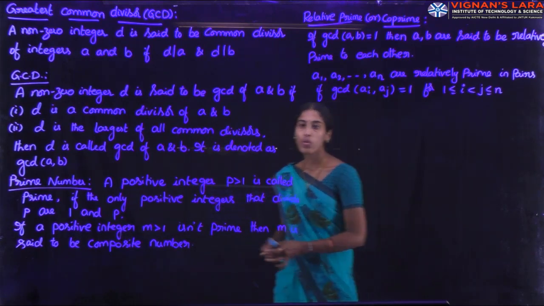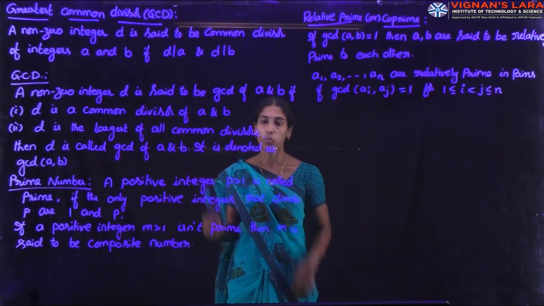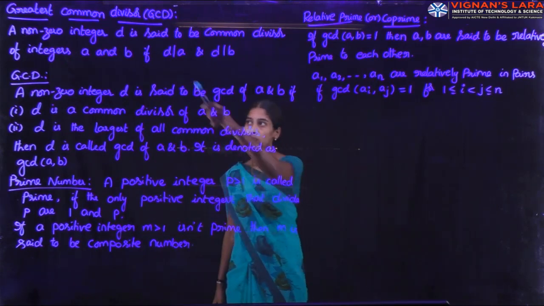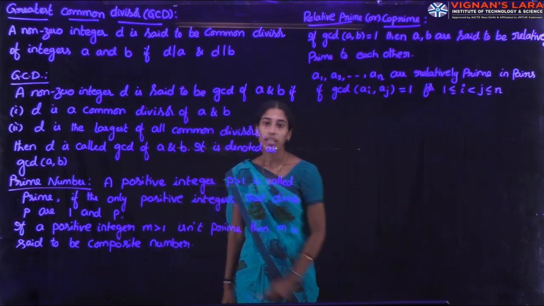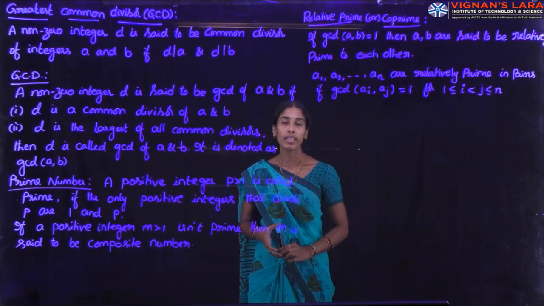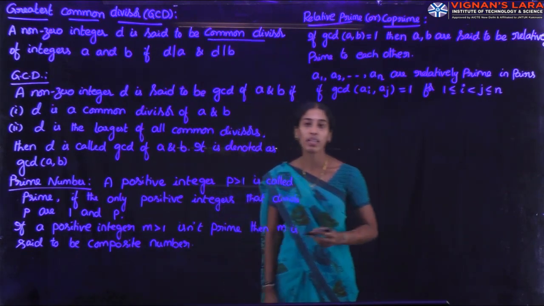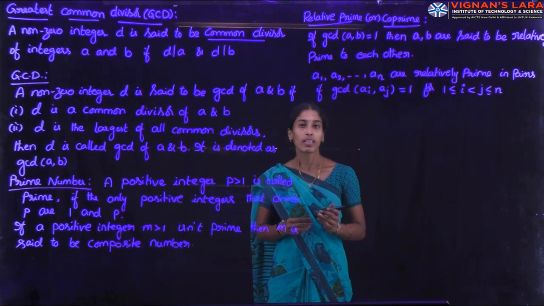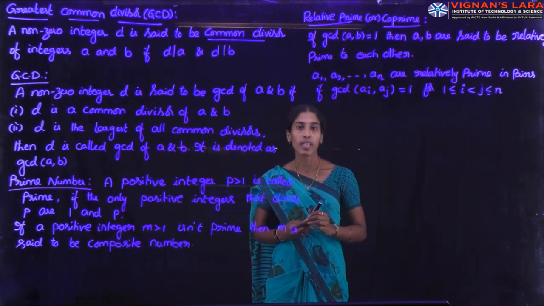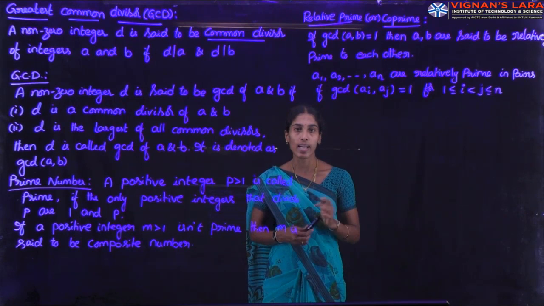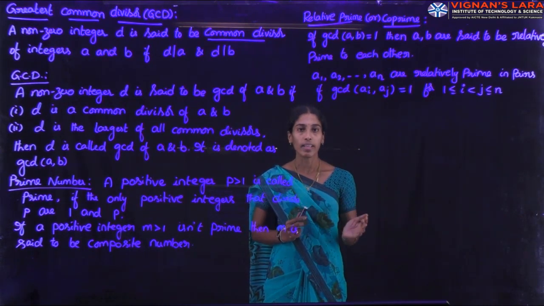A non-zero integer d is said to be a common divisor of integers a and b if d divides a and d divides b. Right? So it is the definition of common divisor. To say that d is a common divisor of two integers a and b, the condition is d divides a and d divides b.